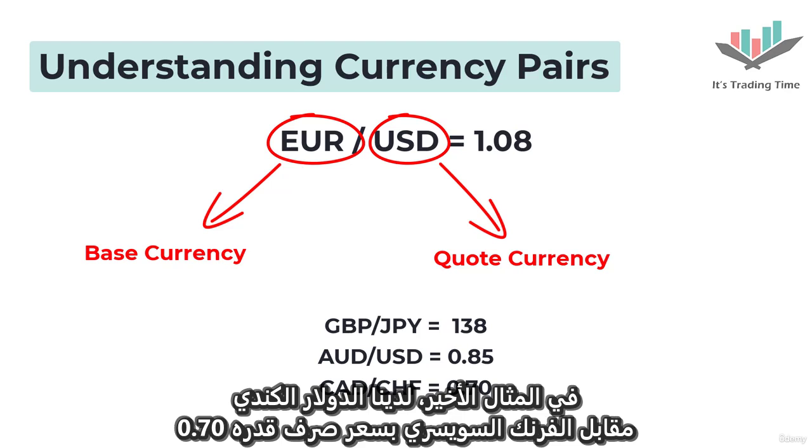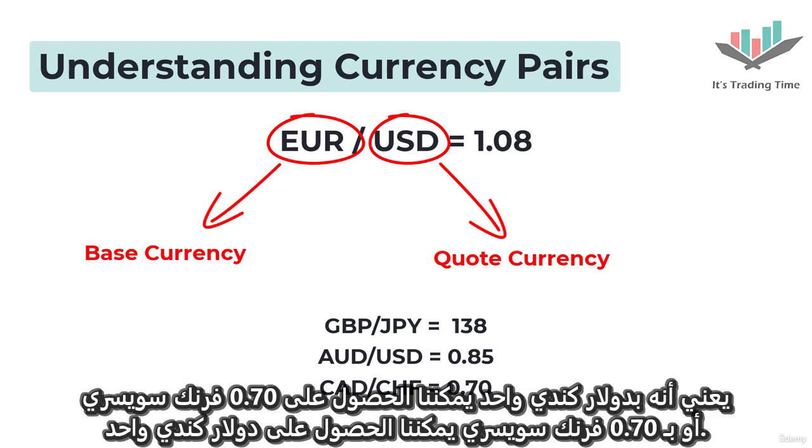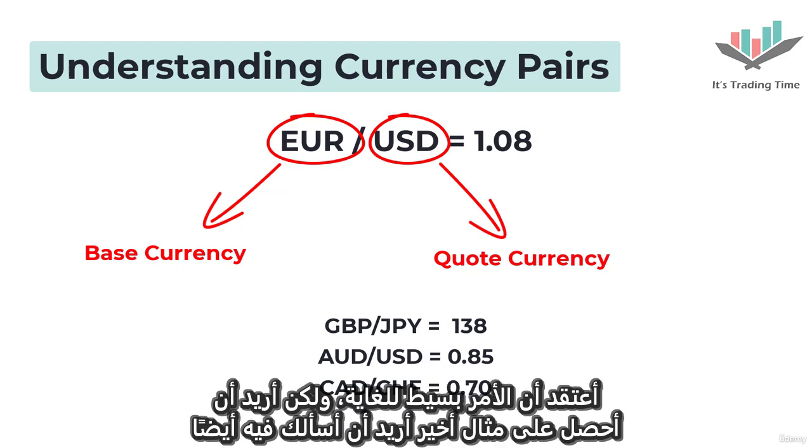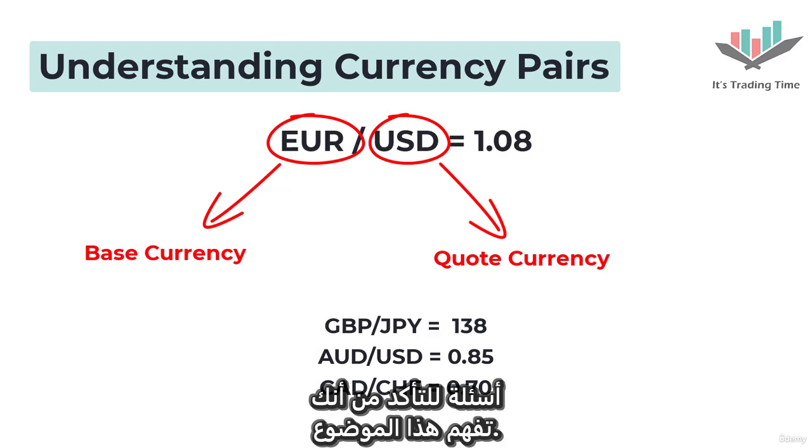In the last example, we have Canadian dollar against Swiss franc at an exchange rate of 0.70, which means that with 1 Canadian dollar we can get 0.70 Swiss francs. Or with 0.70 Swiss francs we can get 1 Canadian dollar. I think it is pretty simple, but I want to have one last example in which I also want to ask you some questions to make sure that you understand this topic.